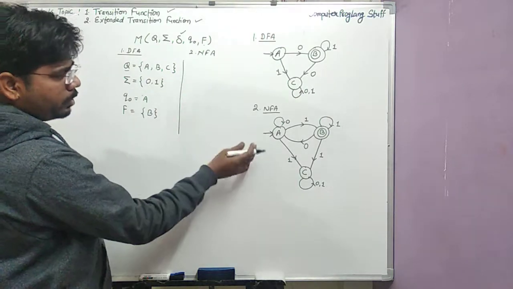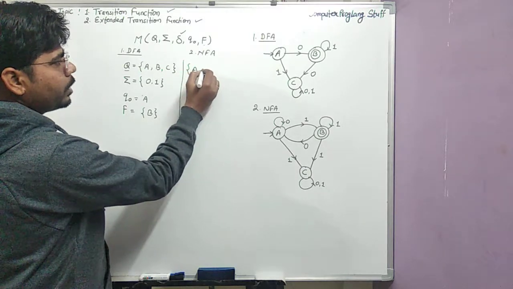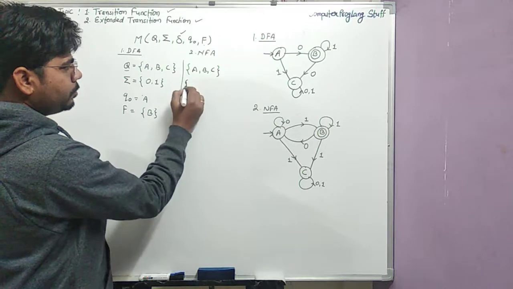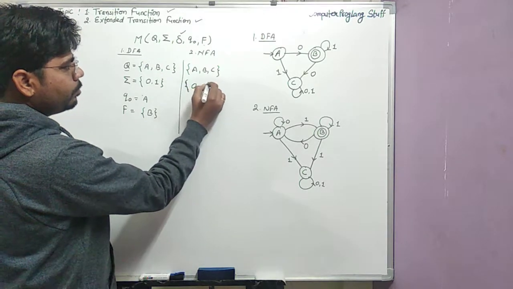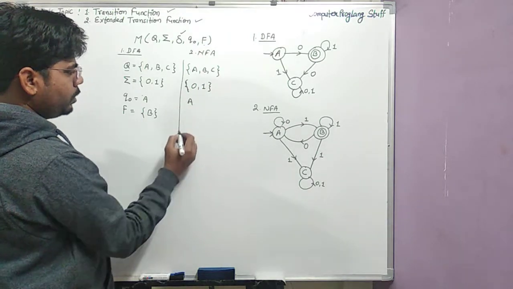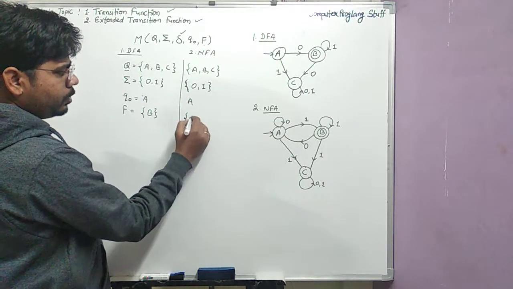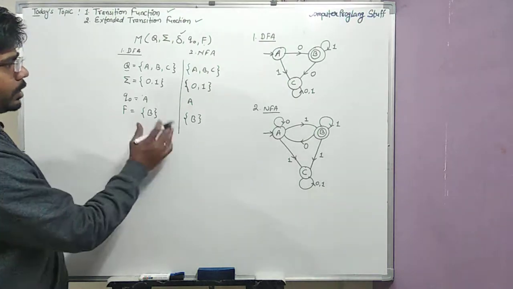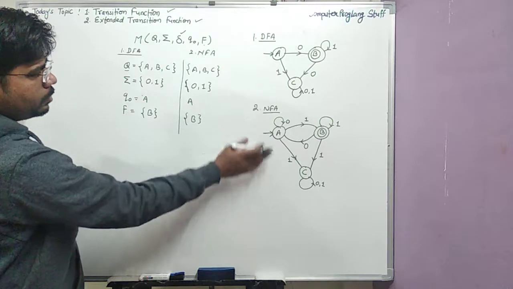Q is again 3 states, that is A, B and C. The input symbols here also are 0 and 1. The initial state is A, and the final state here is B. So these are the tuples and their values for these two machines.